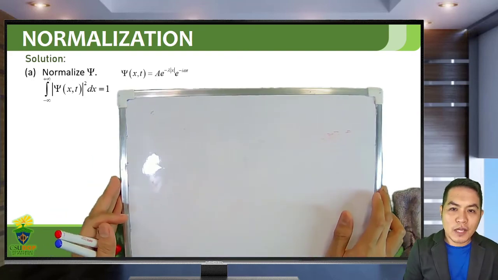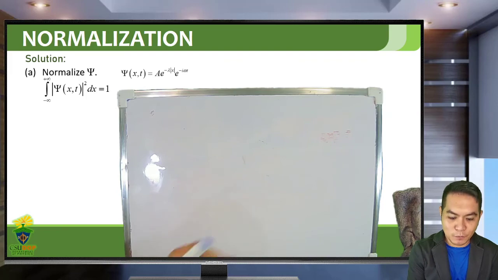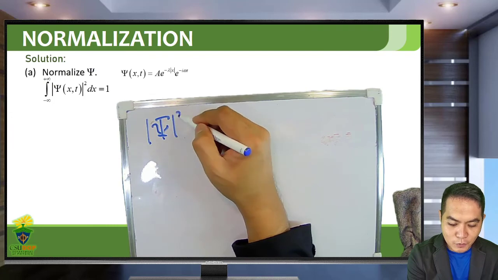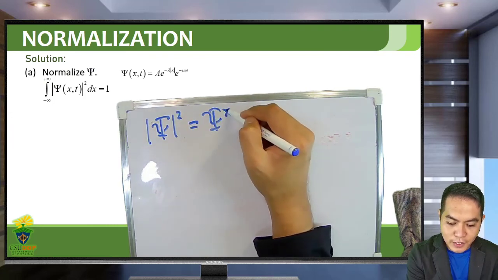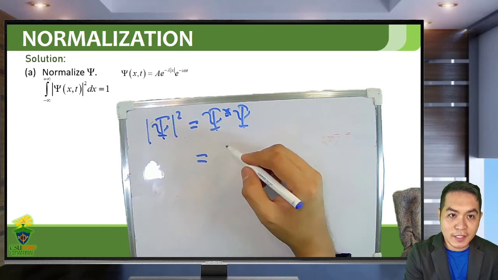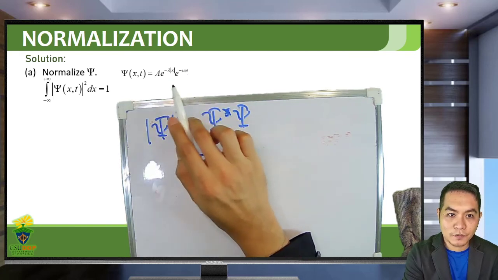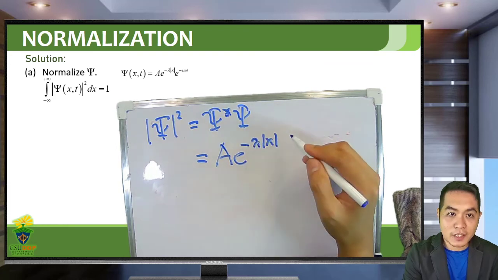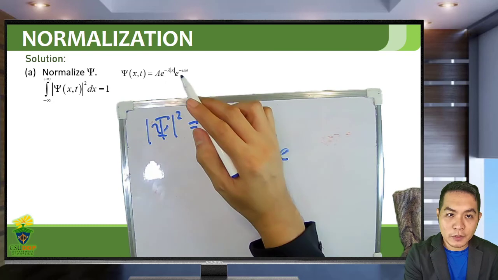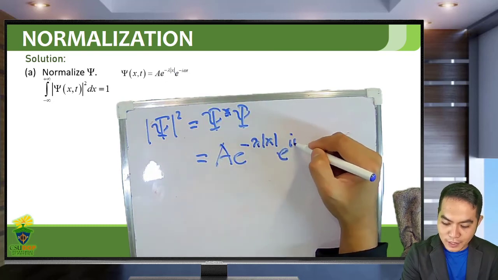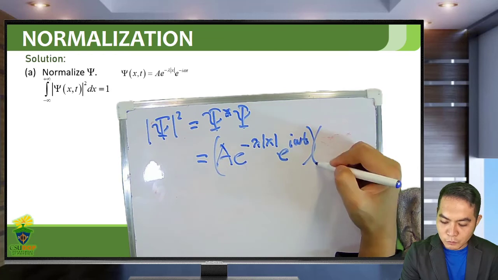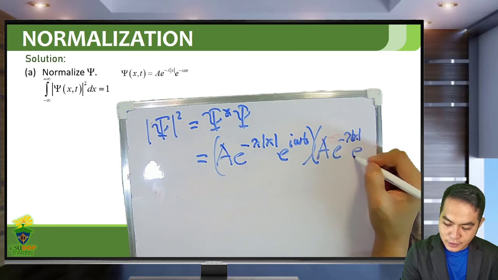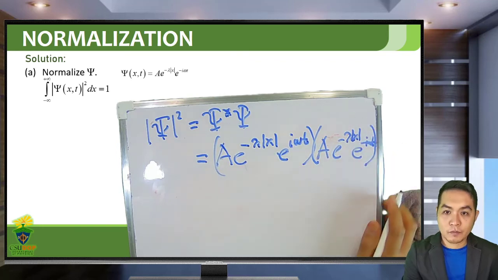So now you have a complex wave function, which is the wave function in general. So your absolute value of psi squared here will just be the conjugate times itself. In this case, the conjugate of this wave function will be a e to the negative lambda absolute value of x. The conjugate of e to the negative i omega t is e to the positive i omega t, multiplied by psi itself. So a e to the negative lambda absolute value of x e to the negative i omega t.